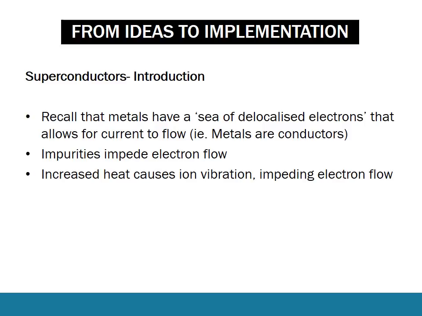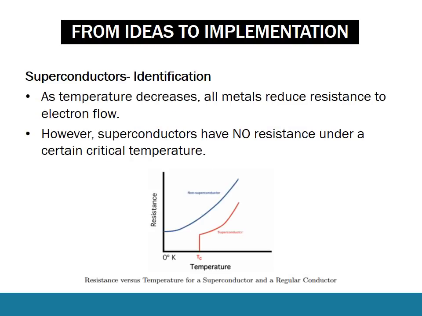In metals, impurities impede electron flow. So if you've got little extra atoms, little impurities, as the electrons are flowing through, they bump into the impurities and slow down. Additionally, when you increase the heat of the metal, the ions and the lattice itself are vibrating a lot, which means that electrons bump into the vibrating lattice and they slow down. So increased heat increases resistivity and decreases the current flow.